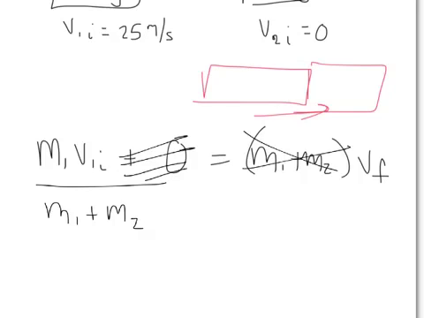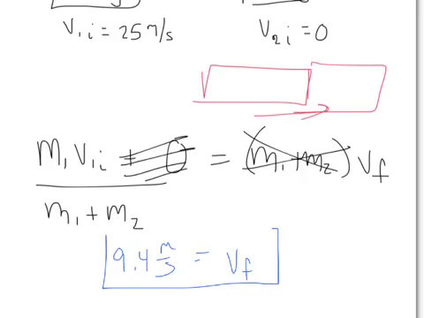Let's plug in our numbers. We've got 1,500 times 25 over the sum of 1,500 and 2,500. That gives me a final velocity in this problem of 9.4 meters per second. Now, what do you notice right away? The answer clearly makes sense because my velocity had to go down. The velocity initially of the one car was 25 meters per second, but once these two cars are joined and moving together, it's got to have a lower velocity. So now the velocity is 9.4 meters per second.